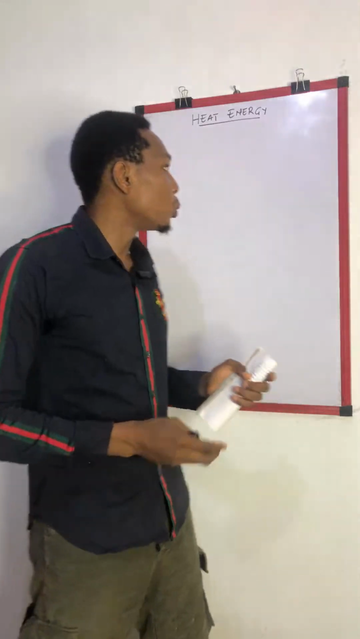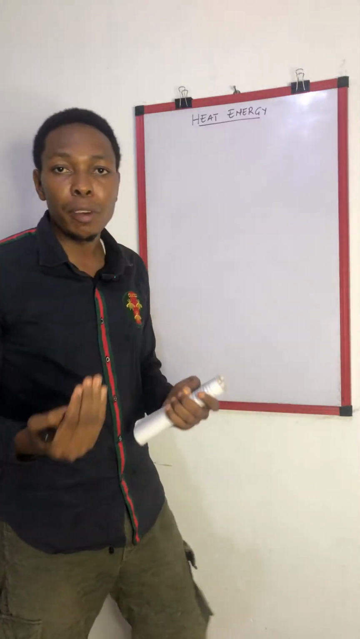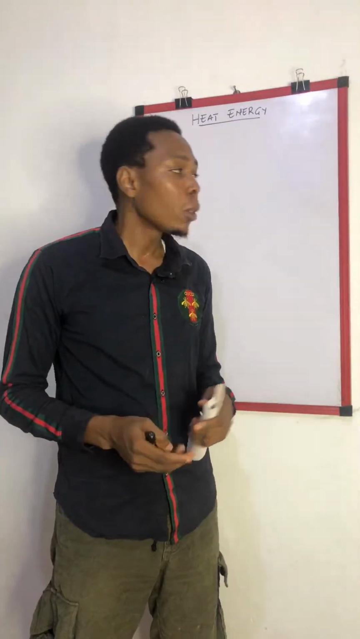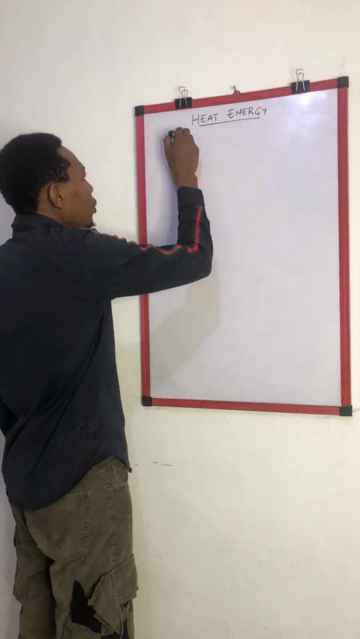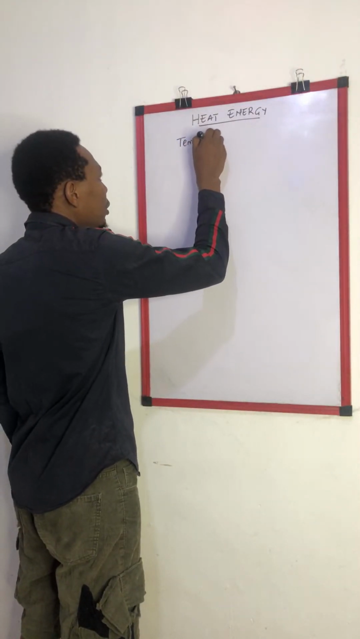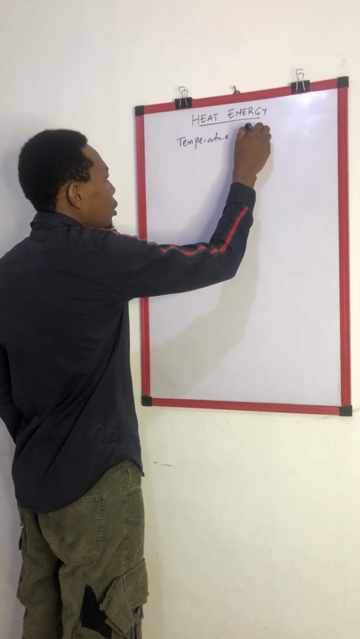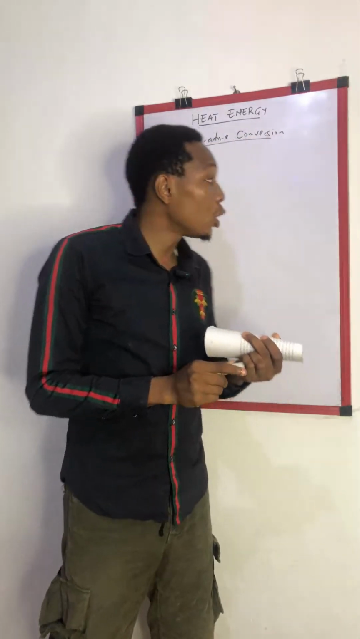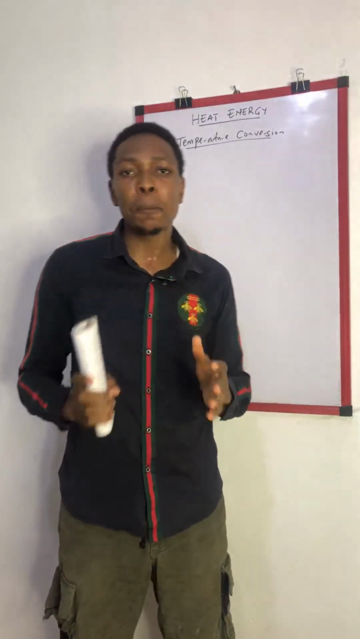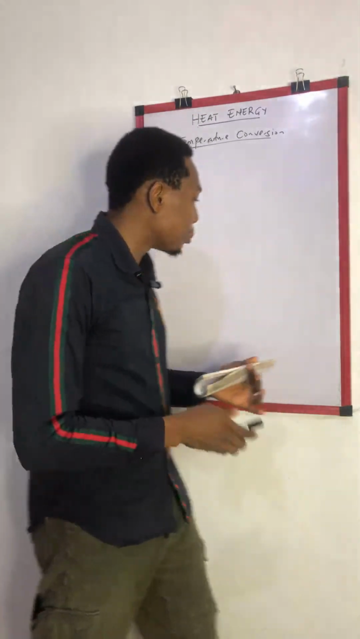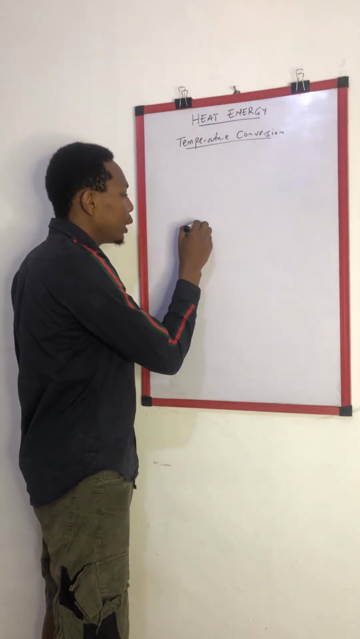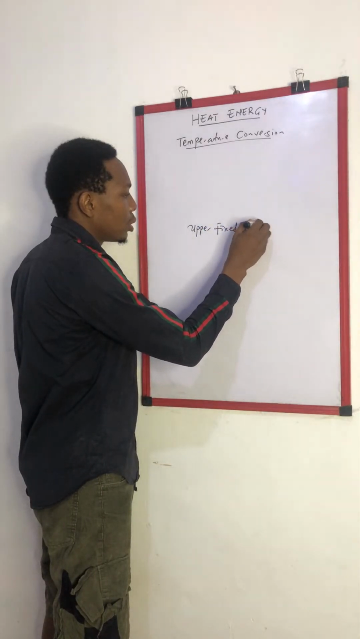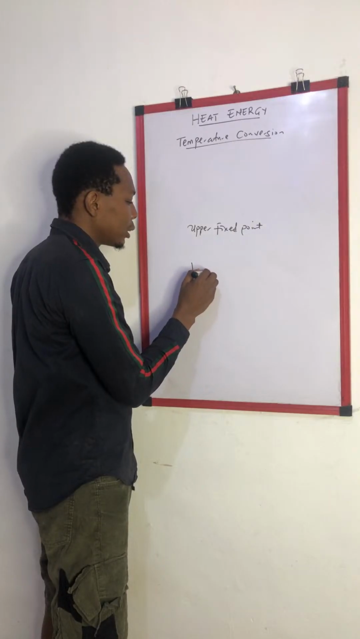So what I'm going to do now, I'll bring out the formula for temperature conversion, and we'll see how to solve one or two questions in it. Now, for temperature conversion, in a thermometer, we have the upper fixed point of a thermometer, and we also have the lower fixed point.